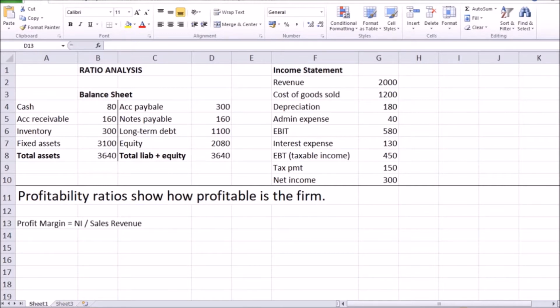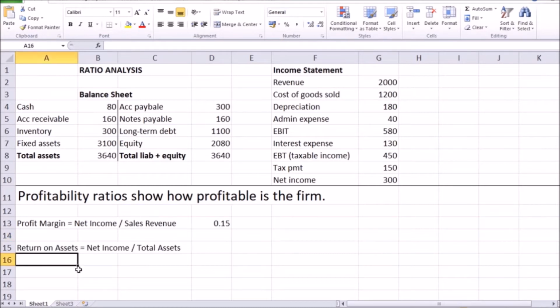Our first ratio is going to be profit margin, which is the ratio of net income, or the profit of a company, over the sales revenue. In our particular case, the profit margin is going to be this net income, 300 million, divided by, let's say, 2 billion, giving us a profit margin of 0.15 or 15%.